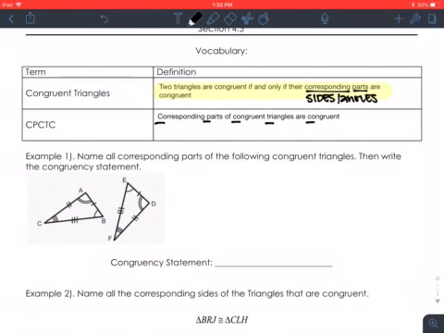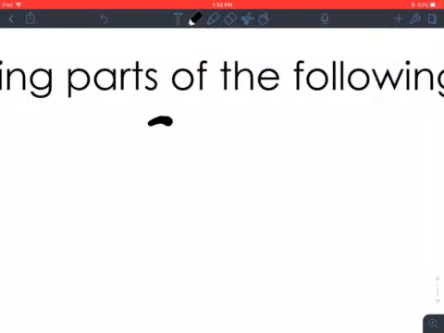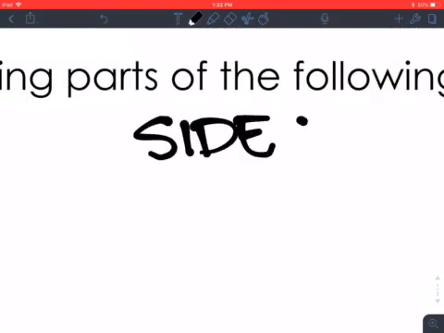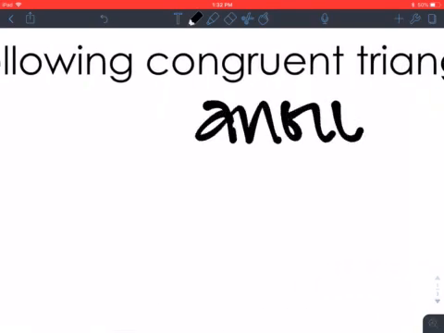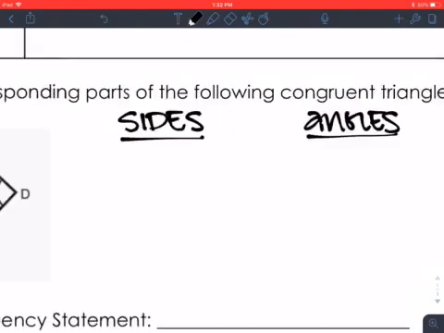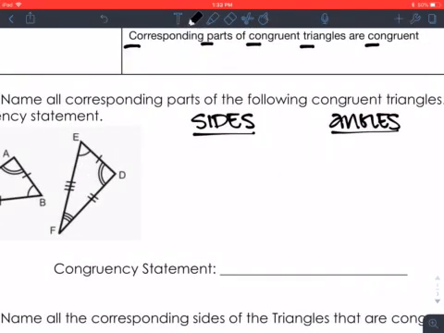Our first example here says name all corresponding parts of the following congruent triangles, then write the congruency statement. The key to this is notation. So what I'm going to do is make a little label. I'm going to talk about the sides, and I'm going to talk about the angles. And we're just going to list what's congruent in which triangle.